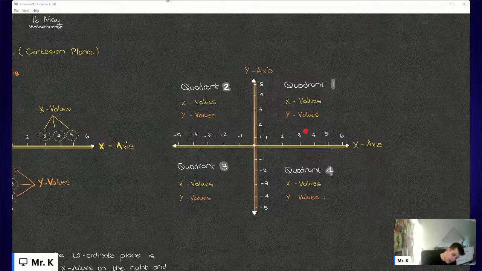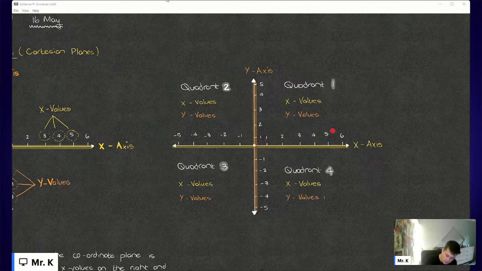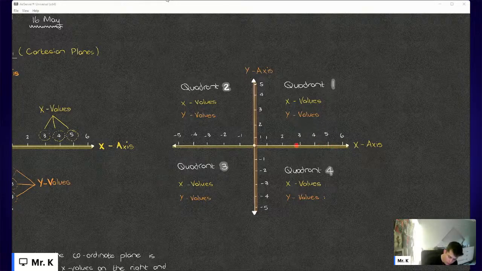Look at our x values over here, grade 7s. Are these x values positive or negative? Look at our x values in this quadrant. Are they positive or negative? We can see that our x values are positive, right?